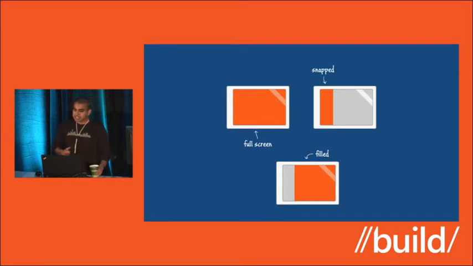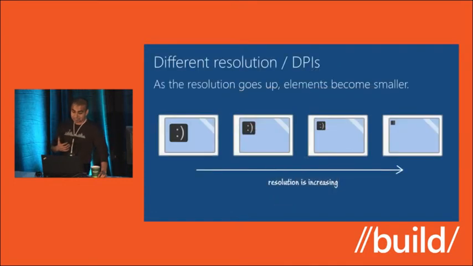Of course, the additional wrinkle is that your applications are full screen. They can be snapped or filled. And also, you have different resolutions and DPIs. We've always had this notion that as resolutions get higher and higher, things get smaller and smaller, which worked really well in a world where your mouse pointer was your primary input device. But your fingers are not as precise as your mouse pointer. There's a physical limit before any UI you have becomes very difficult to actually click, interact with, and use.